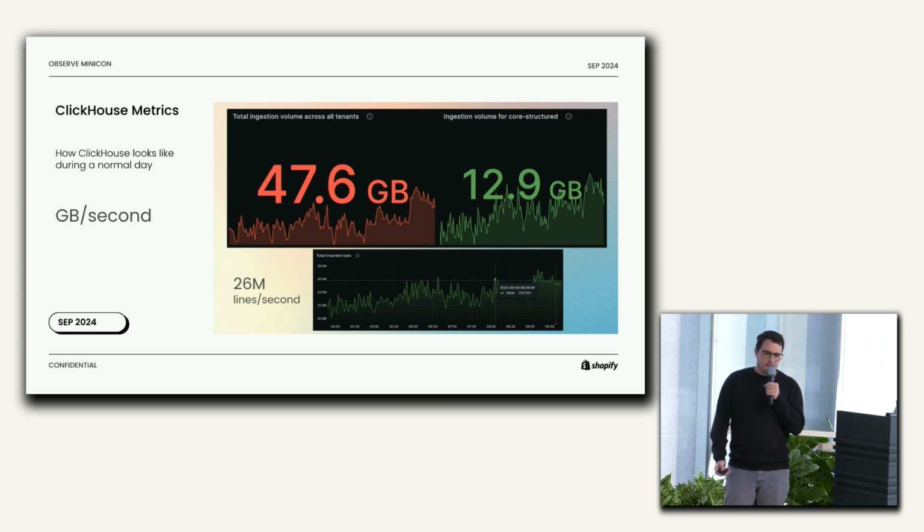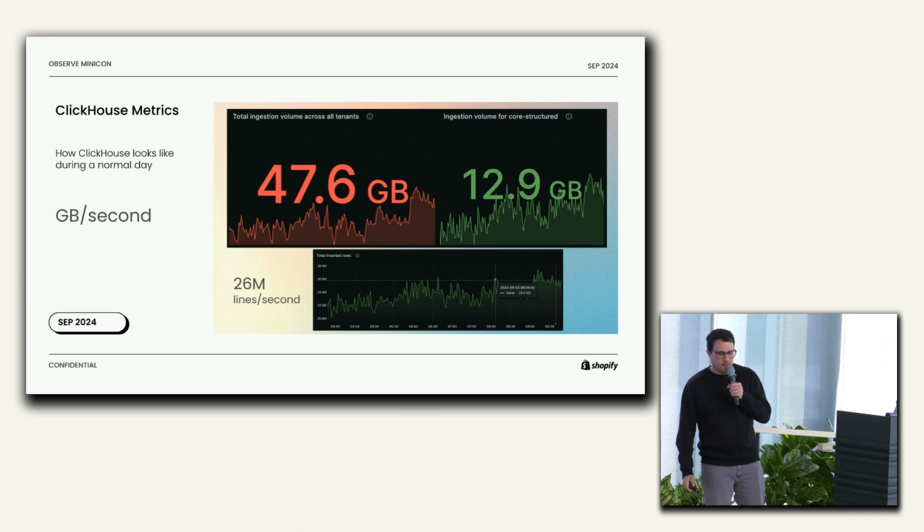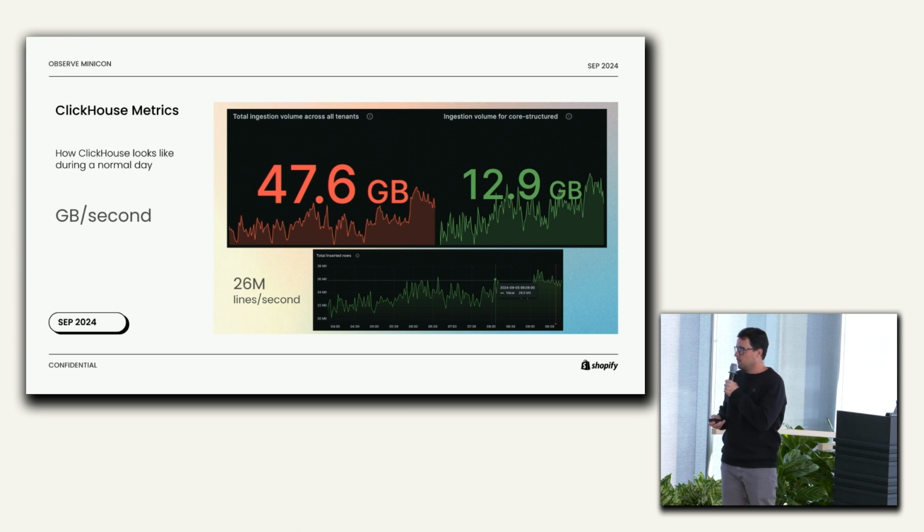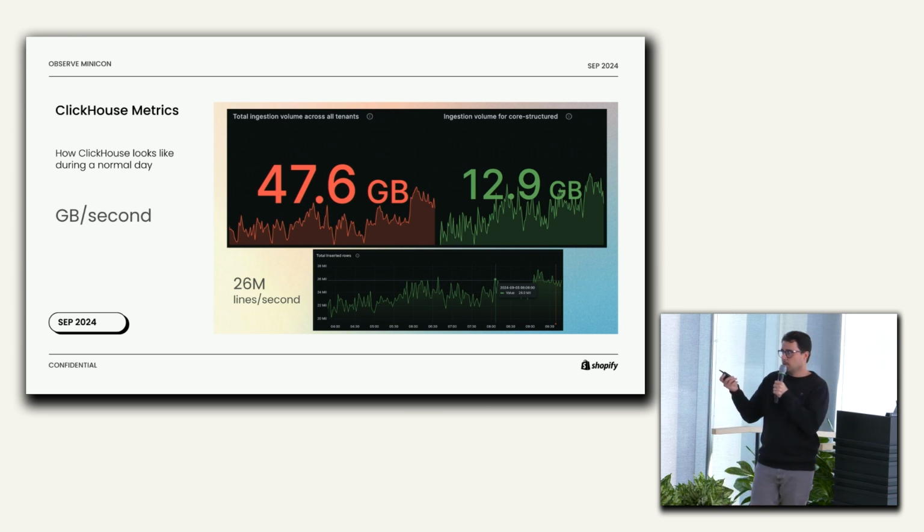These are just 3 metrics that give us a sense of how much data is produced by Shopify on a daily basis. These numbers alone might not say much, so I'll give you some perspective in a moment. But if you look at the top 2, we are, give or take, ingesting 46 gigabytes per second, and that means 26 million lines per second in total across all services. And core structured alone is 12 gigabytes.